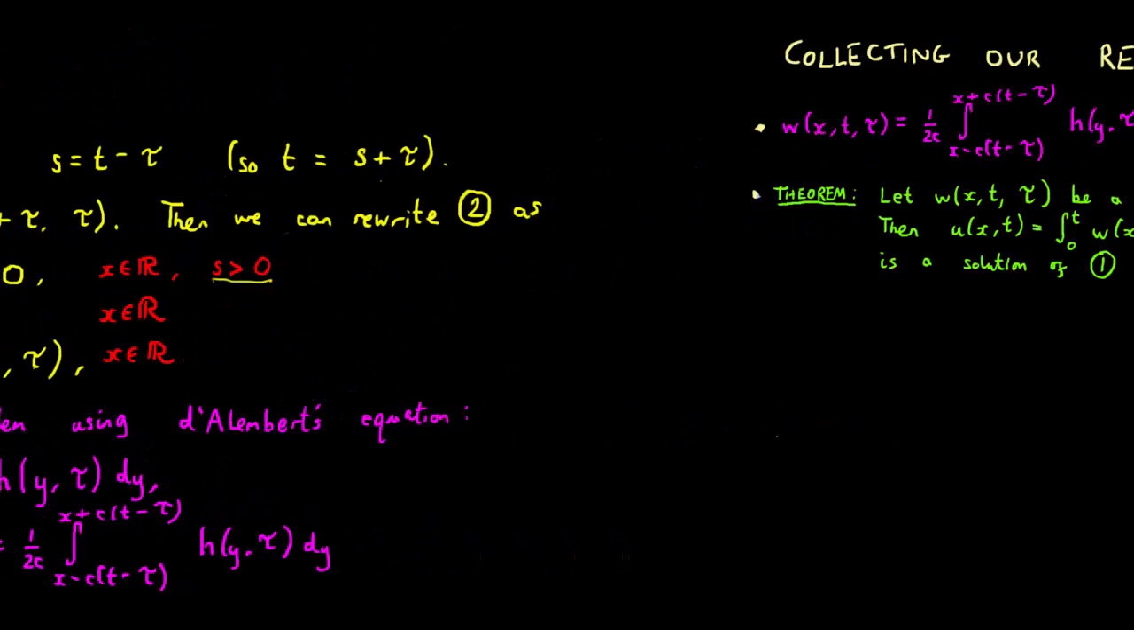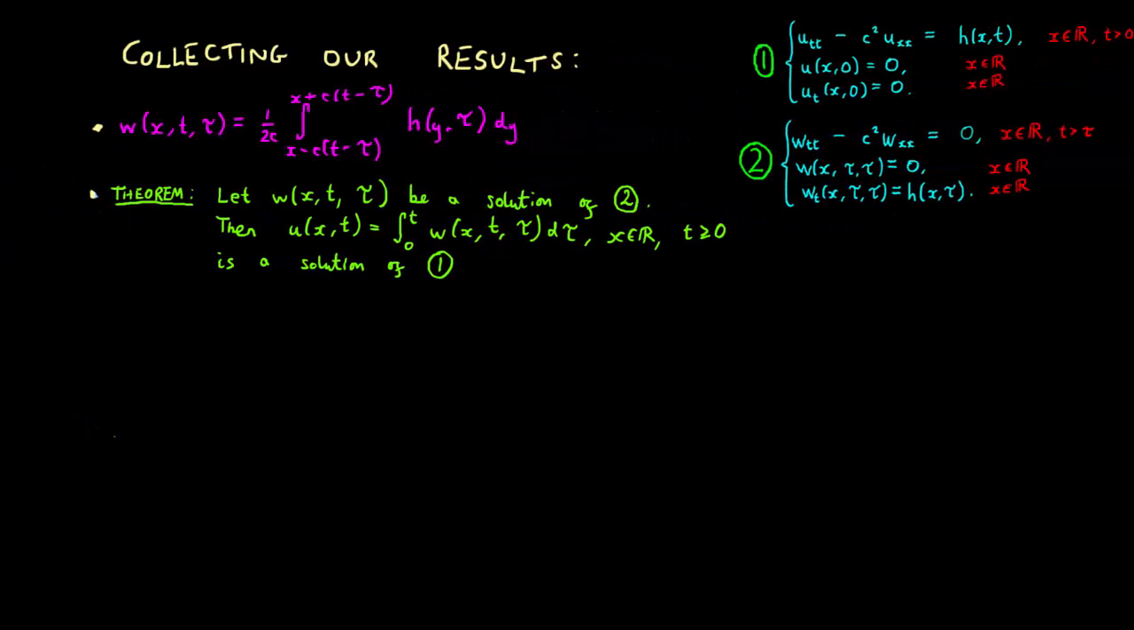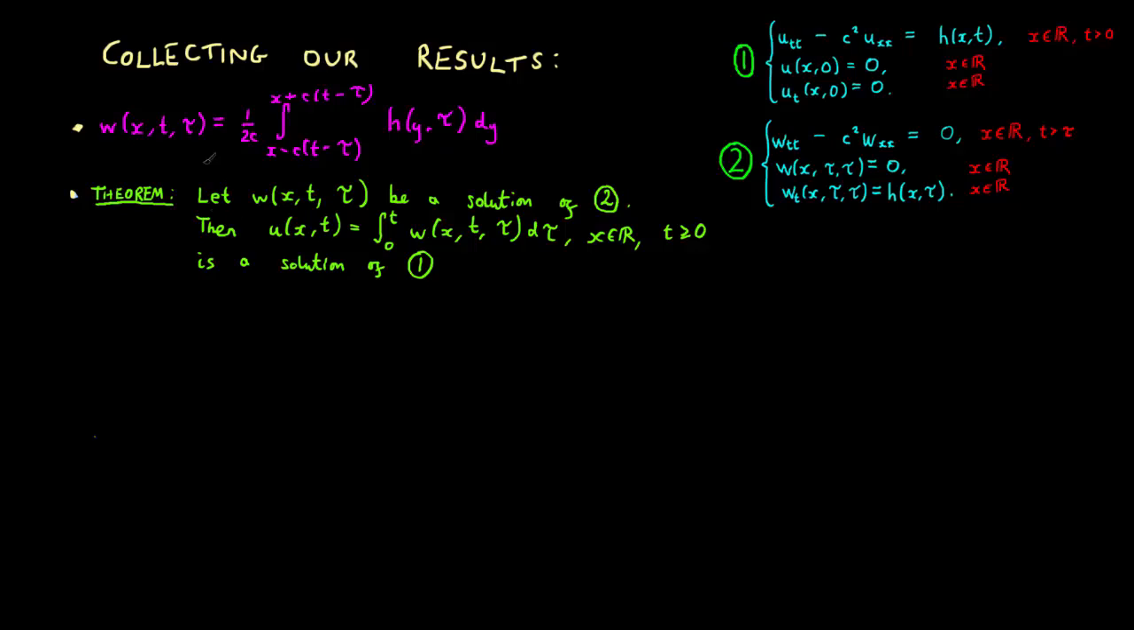So finally, let's collect together everything that we've discovered so far. We have that w is given by this expression here, and that's the solution to problem 2. So that's what we've just derived. And earlier we showed that this theorem is true. We proved this theorem, that if w is a solution of 2, and we've got one of those now, then if we define u as being the integral of that solution with respect to tau between 0 and t, then that will give us a solution to 1. So now we just need to combine those two things. In other words, we've got w, we just need to define this integral, and that will be the solution to 1.